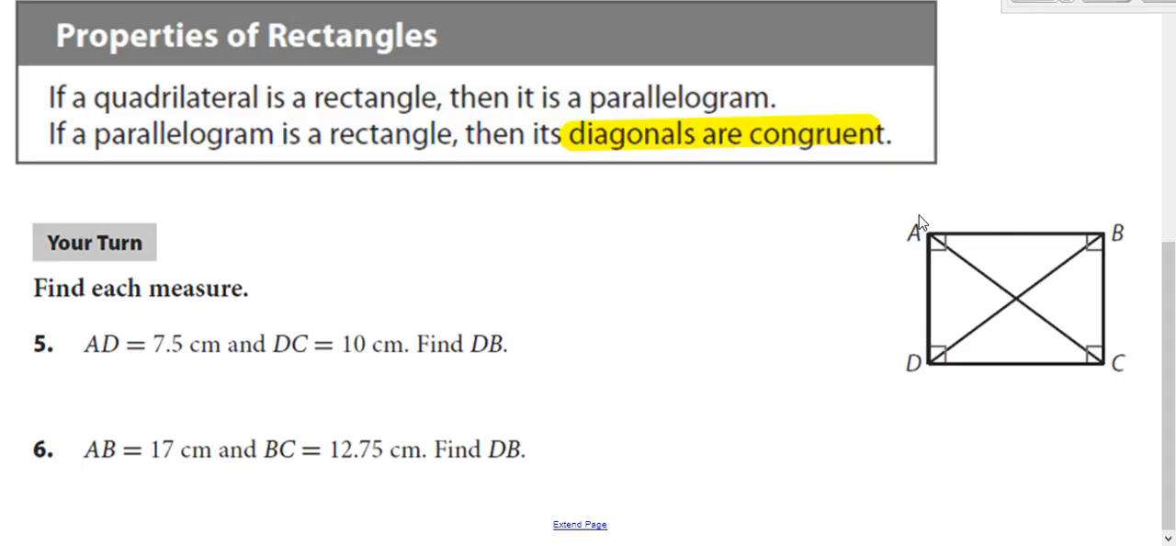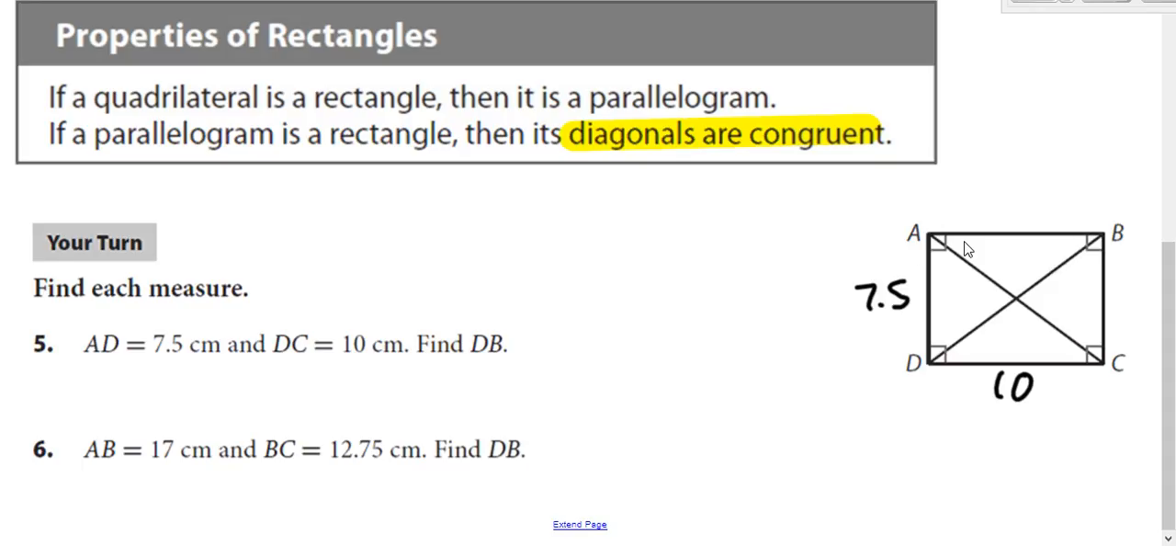So AD, this side right here, is 7.5 centimeters, and DC down here is 10 centimeters. We want to find the length of DB. Now, there's a few ways we can go about this, but since this is a rectangle, we know it's a rectangle because it has 4 congruent angles, 4 right angles.